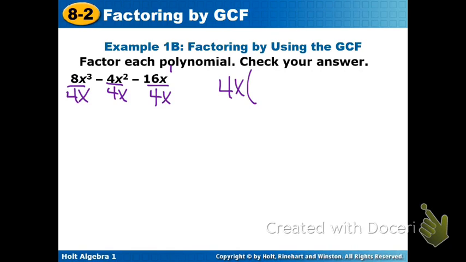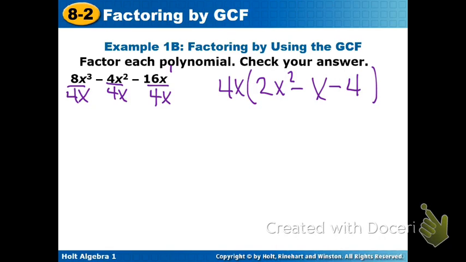Your 8x cubed divided by your 4x would leave you with what? 2x squared. When we're dividing with the same base, what do we do with the exponents? Subtract. Very good. All right, let's move on. The negative 4x squared divided by the 4x? Negative x, because your power of 2 minus your power of 1. And our last one, the negative 16x divided by the 4x? Minus 4.